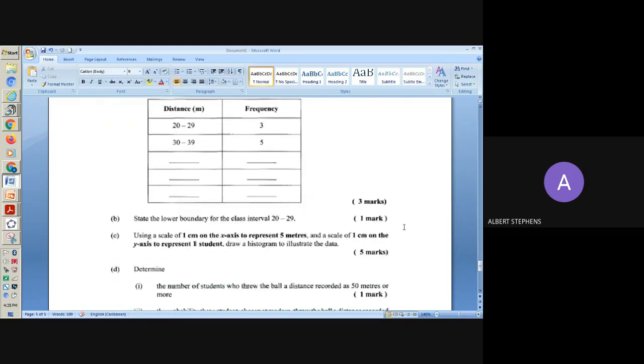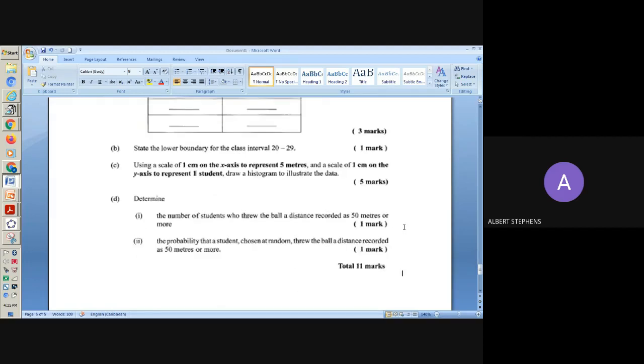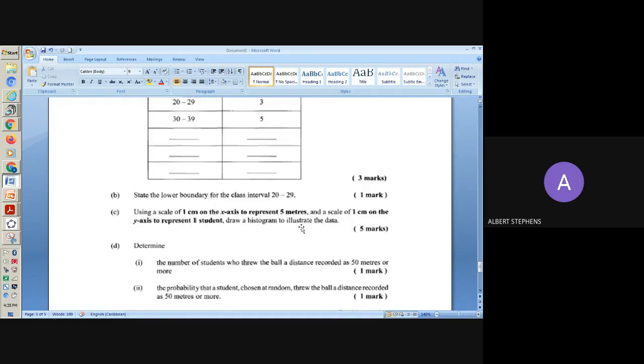All right. Let's go to the graph now. So on a graph paper, take out the graph. I'm going to ask some of you to upload your photos to your respective WhatsApp groups. Not everybody, because it's going to be time consuming. So it is asking us to draw a histogram to illustrate the data, for 5 marks. Let me see if I can bring up a graph.